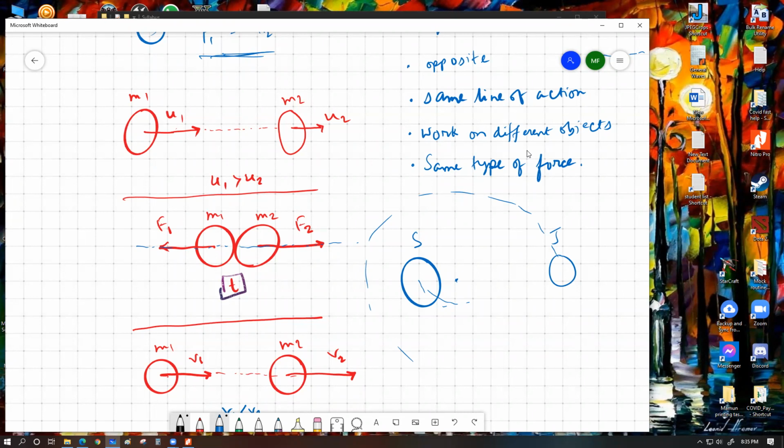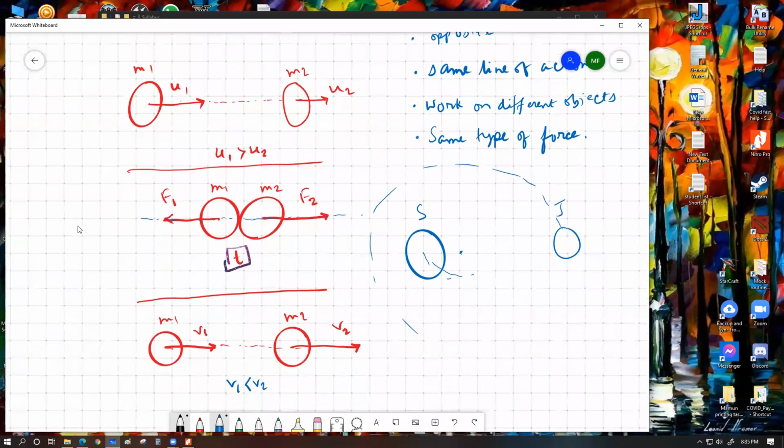These are some inherent properties of Newton's third law that you kids really need to understand. This will come in handy as long as you keep your touch with science. I hope you do that.